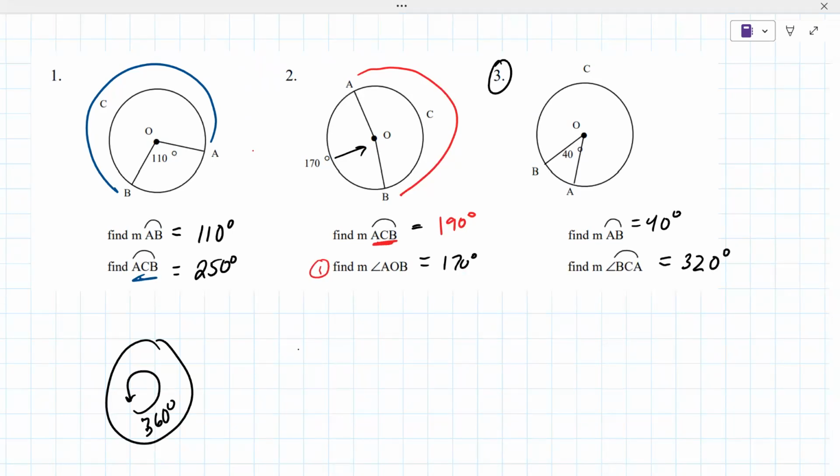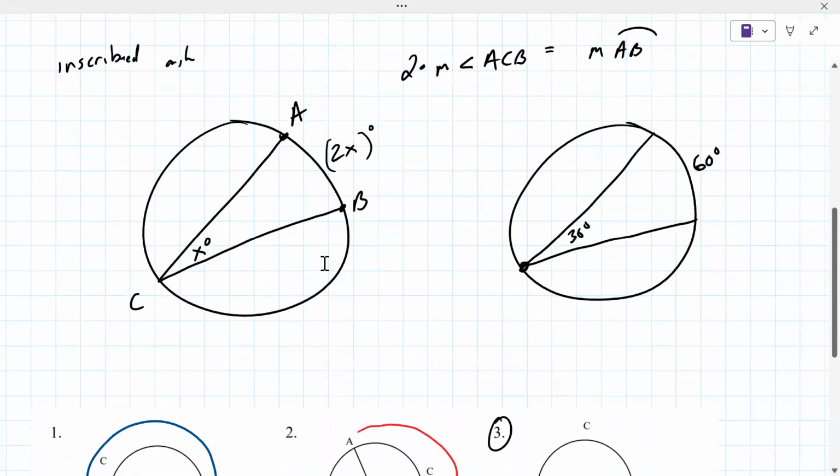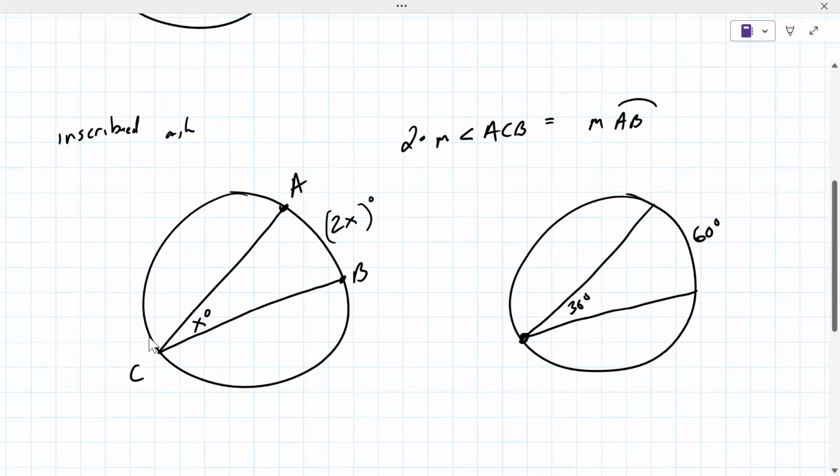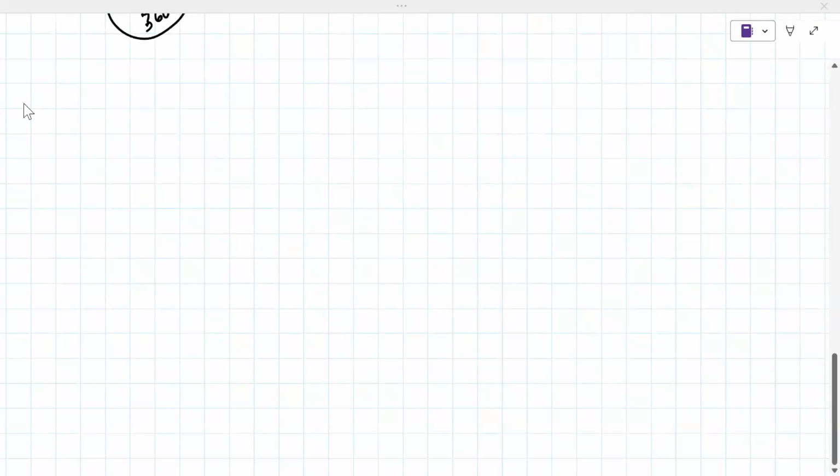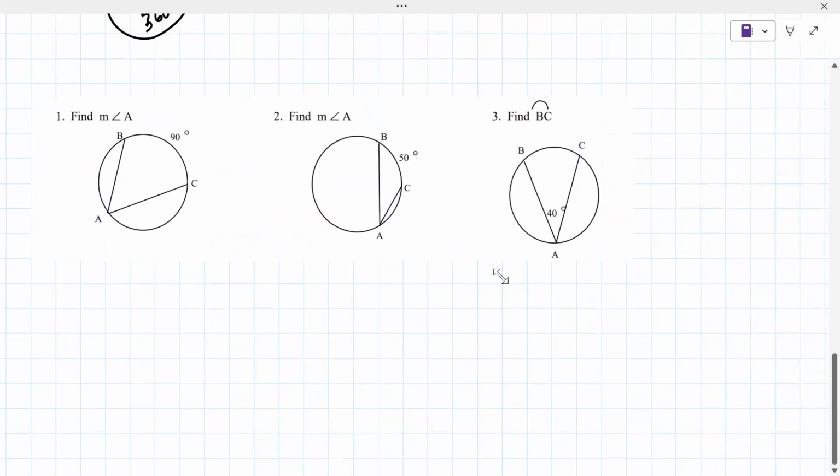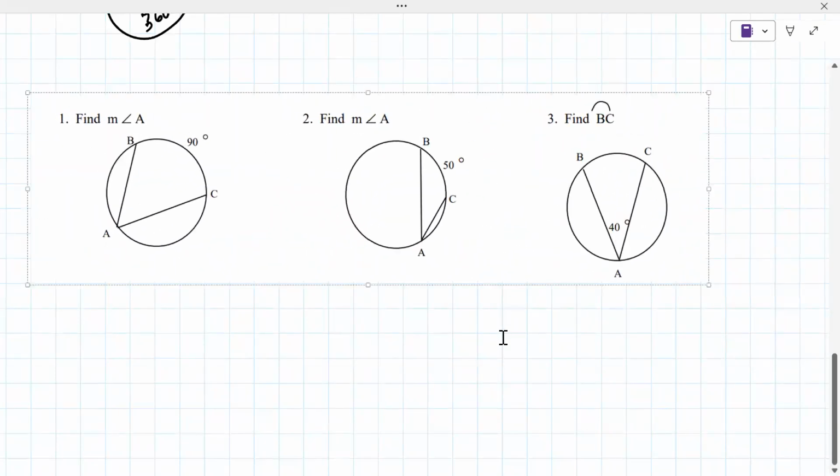So those are your 3 central angle examples. Just a reminder on inscribed angles, part of it's on the circle. You're either doubling or cutting in half, depending on which way you're going. Okay, got it. So let me give you 3 problems here to try. All right. There we go. See if you can solve these, please.